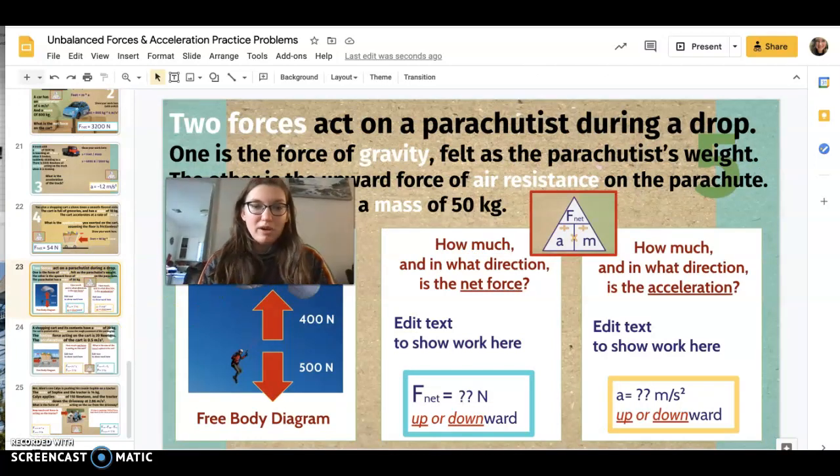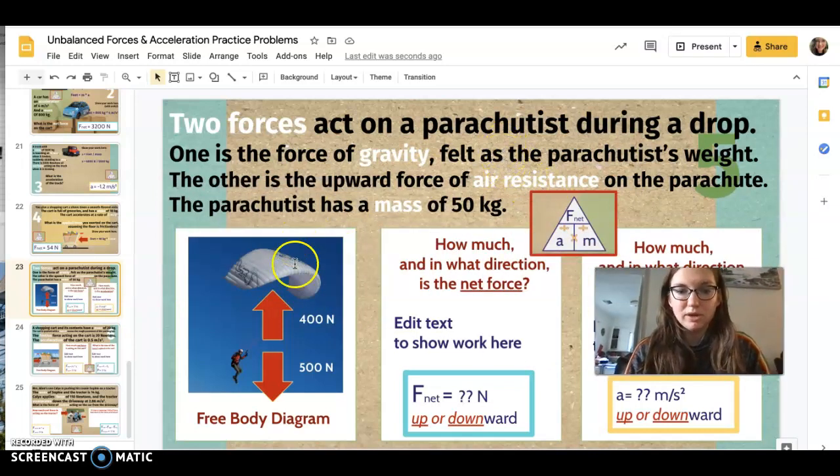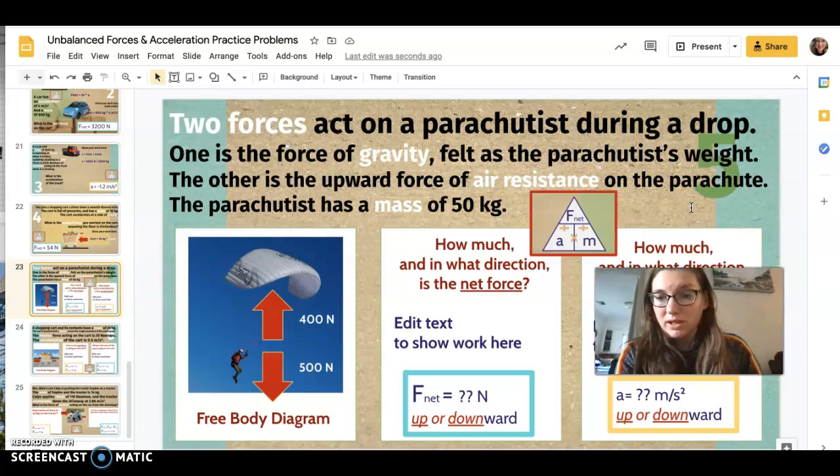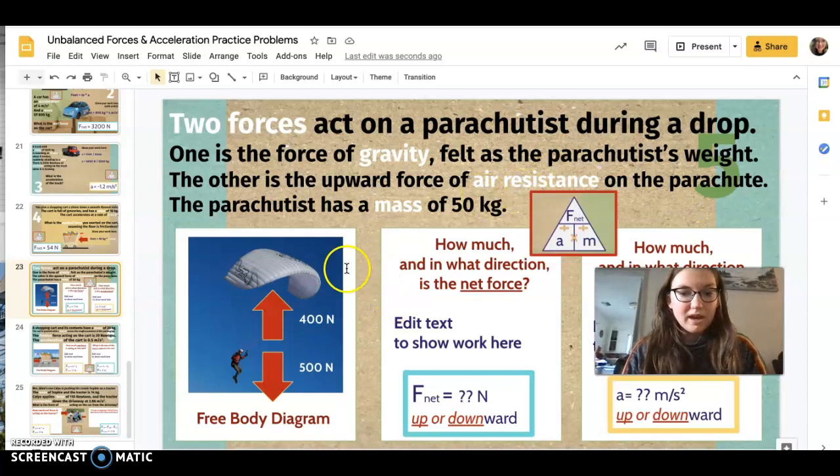All right, so now we're looking at a parachutist that is falling through the sky. Two forces act on a parachutist during a drop. One is the force of gravity, felt as the parachutist's weight. The other is the upward force of air resistance on the parachute. The parachutist has a mass of 50 kilograms. So there's a couple steps to this problem. So the first part is figuring out where those forces are. So gravity is pulling that parachutist down with a force of 500 newtons, but their air resistance is pushing up on that parachutist with a force of 400 newtons.